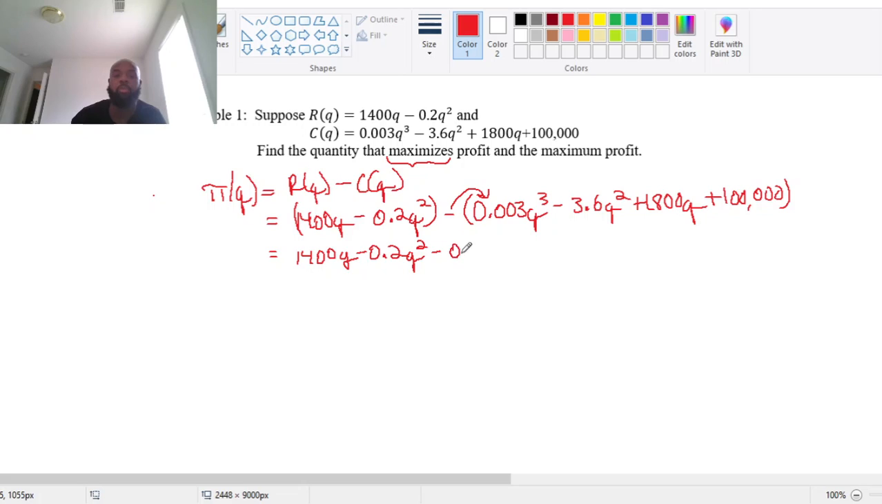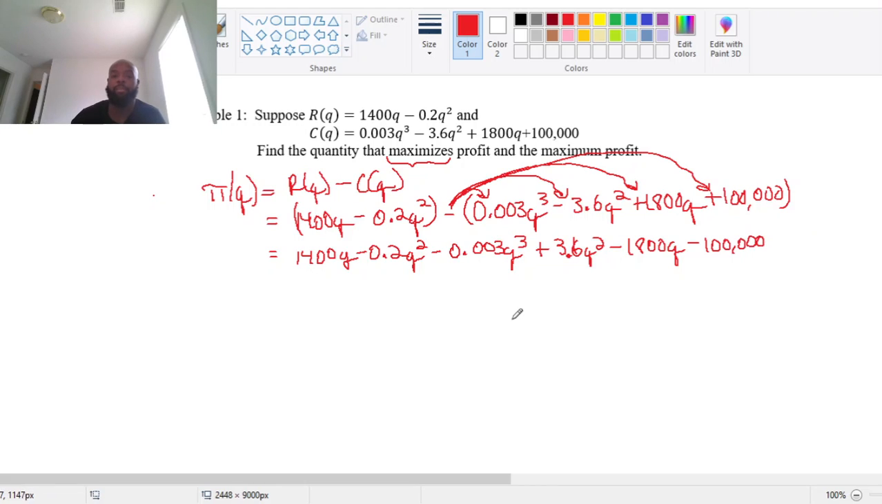So I'm going to have a minus 0.003 Q cubed. When I distribute it to the next term, that's going to be a plus 3.6 Q squared. Distributed to the next term, I'm going to have a minus 1800 Q. Distributed to the next term, I'm going to have a minus 100,000, if I'm not mistaken. Now, I have some like terms here.